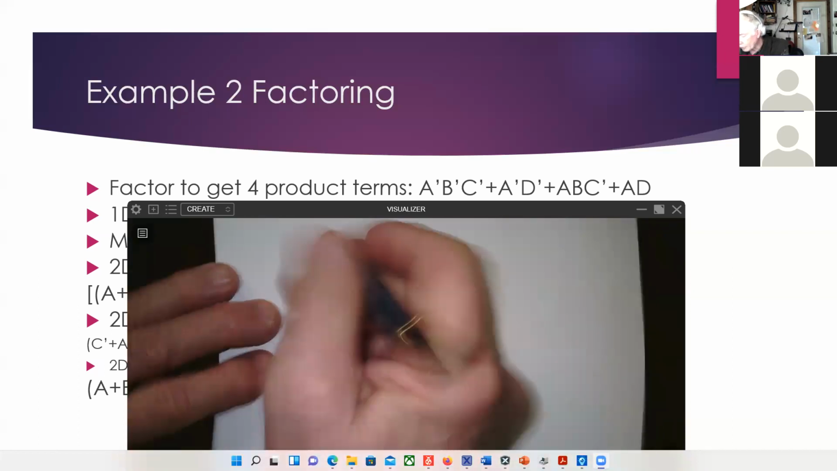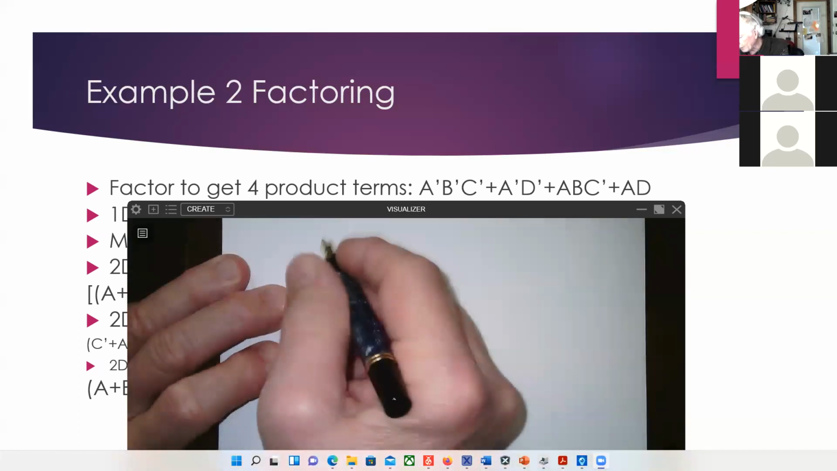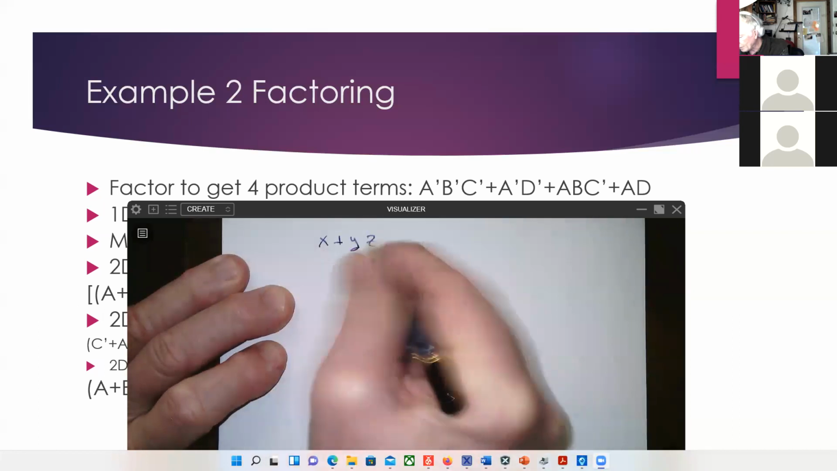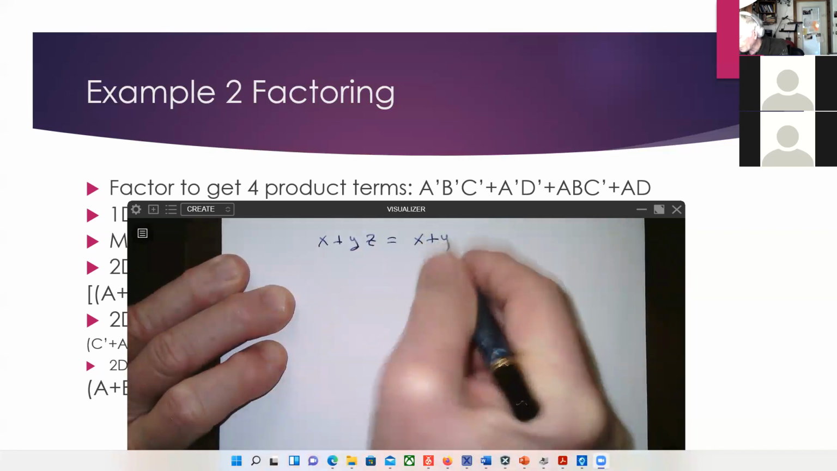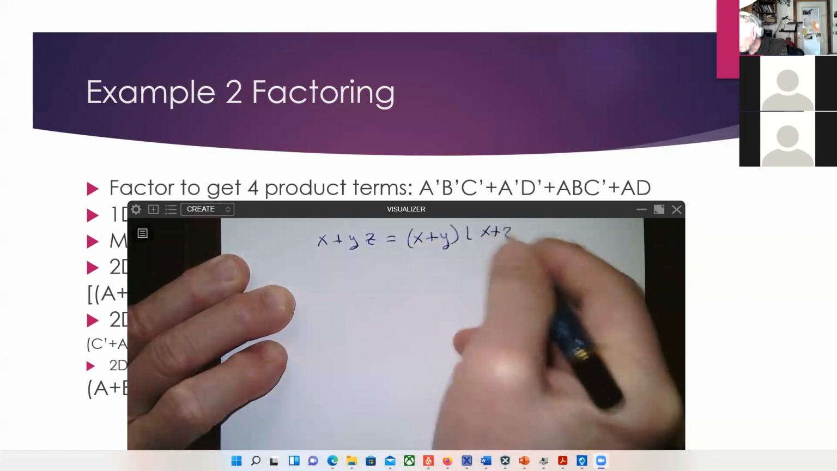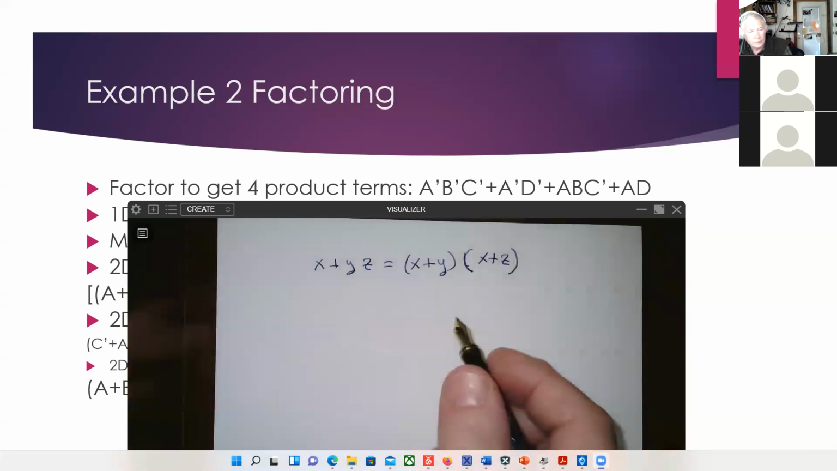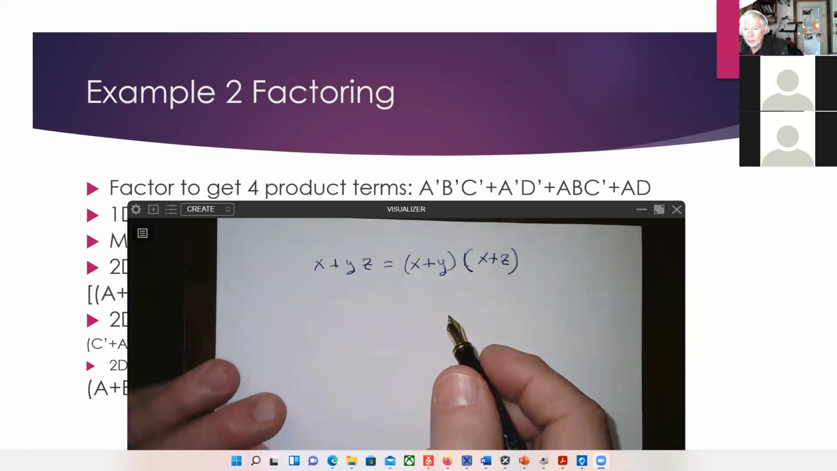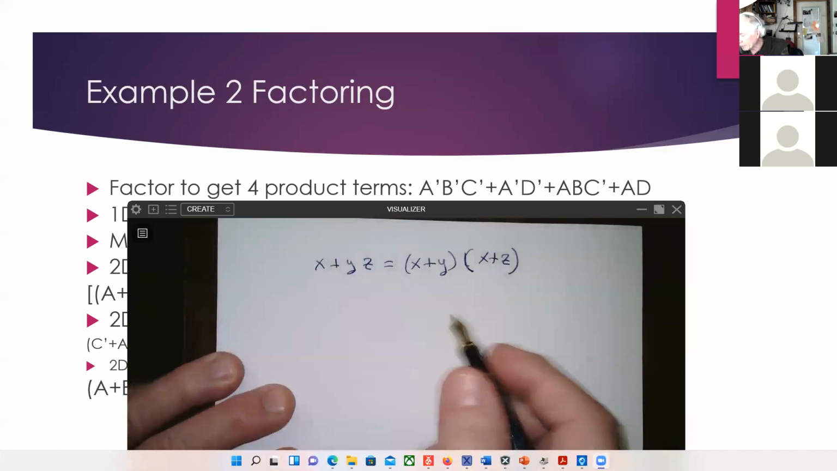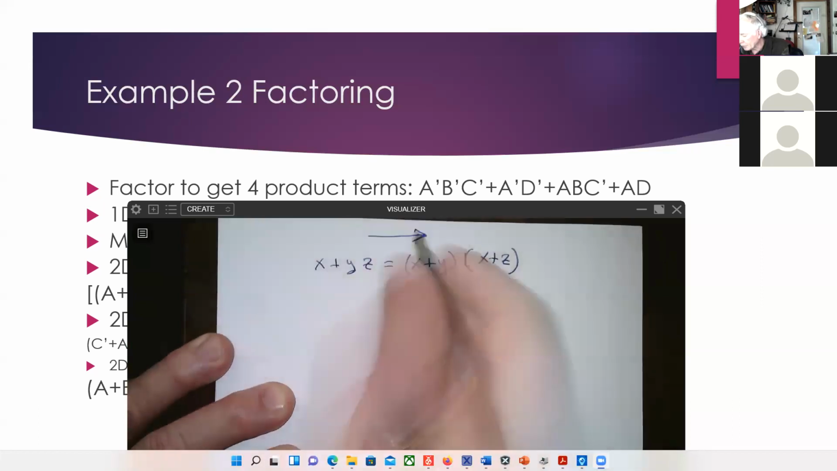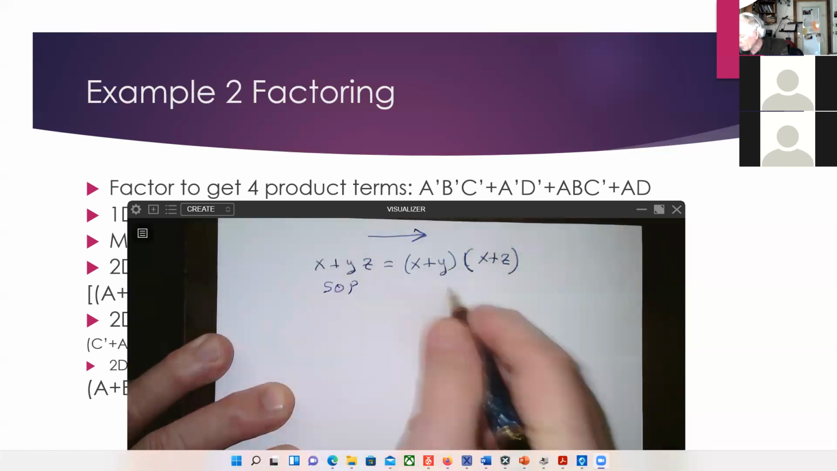We also used the second distributive law. So that was x plus yz equals x plus y quantity times x plus z quantity. Which way do we apply this, left to right or right to left? Again, left to right. That's right. We applied it this direction because this is SOP form and this is POS form.